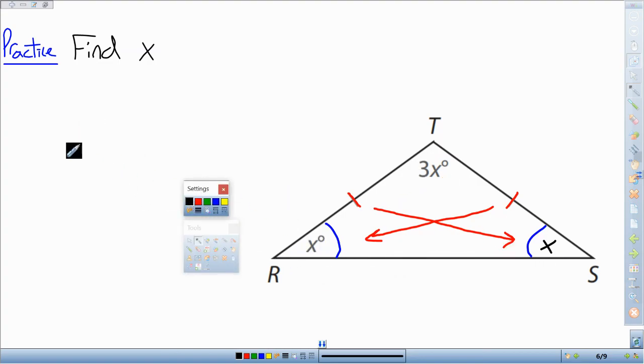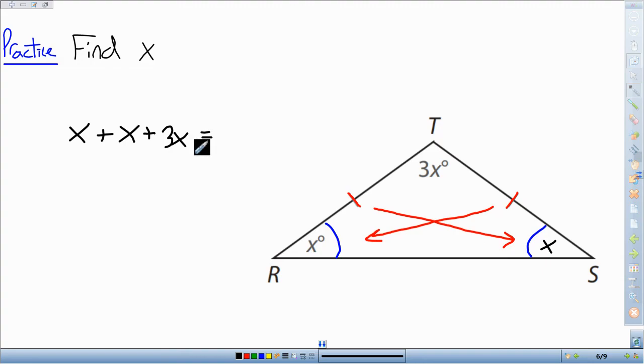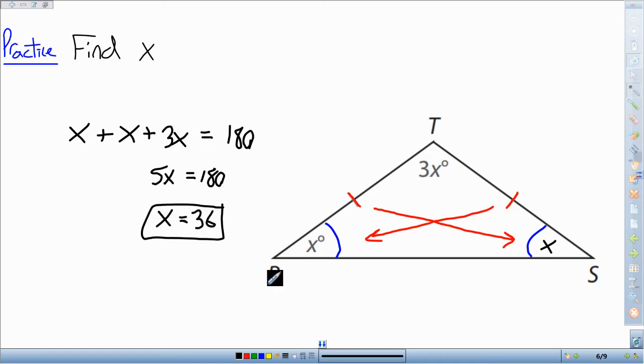We can say that x plus x plus 3x, those three angles added together, equals 180 degrees. Now combining like terms, x plus x plus 3x gives me 5x equals 180. Divide both sides by 5, and we get x equals 36. That's it. They just asked for x. Though just remember, if we needed to find the measures of the actual angles, it'd be really easy. Angle R is 36, angle S is 36, and angle T is just whatever 3 times 36 is. But they didn't ask for it.